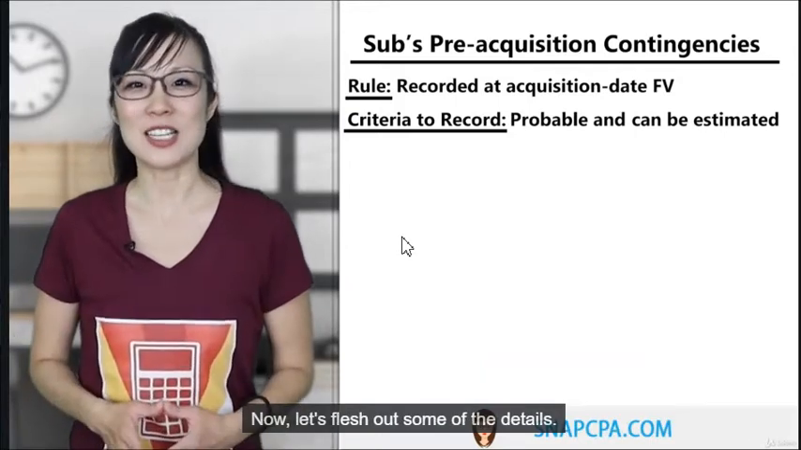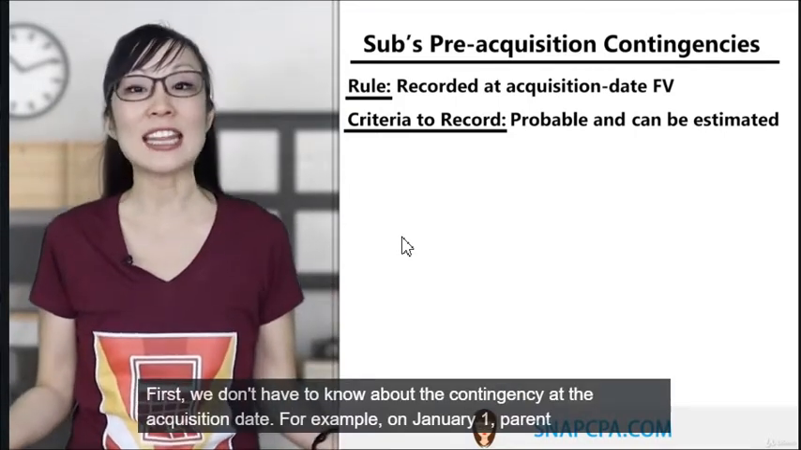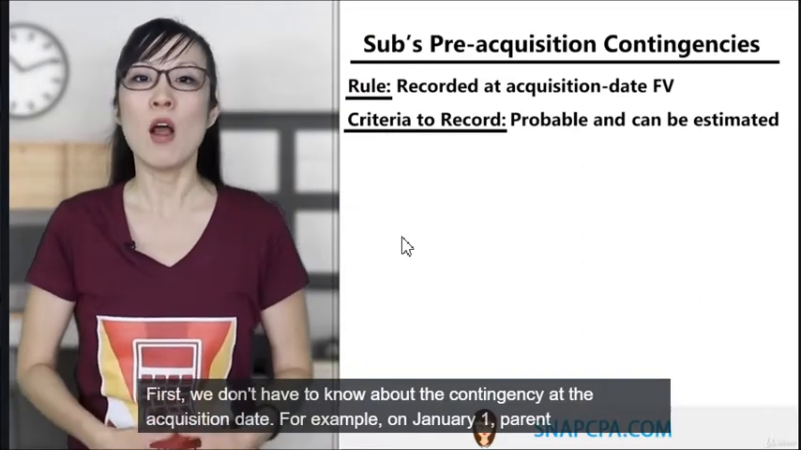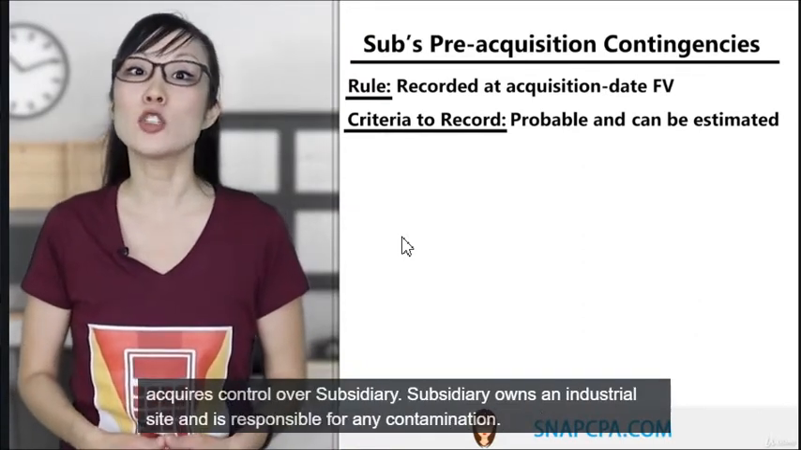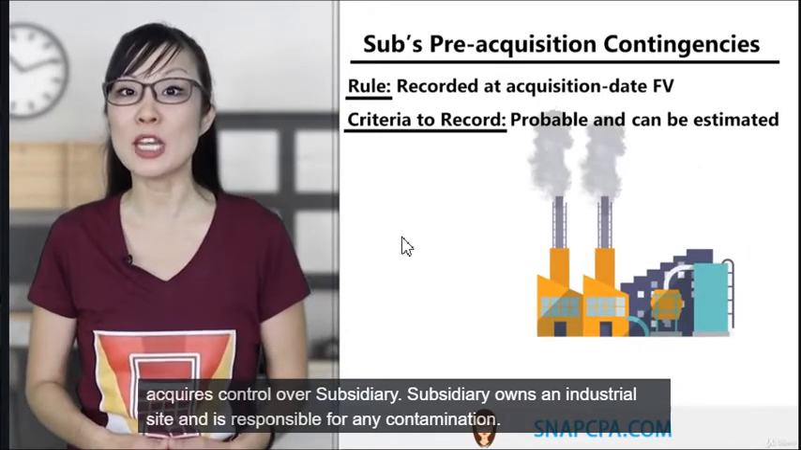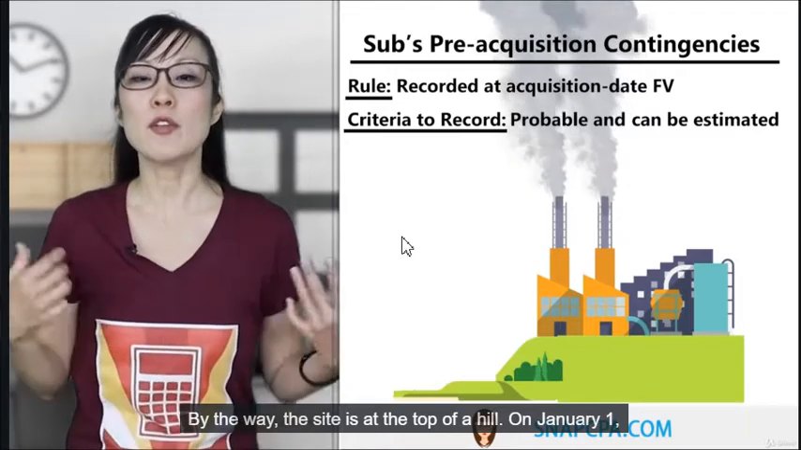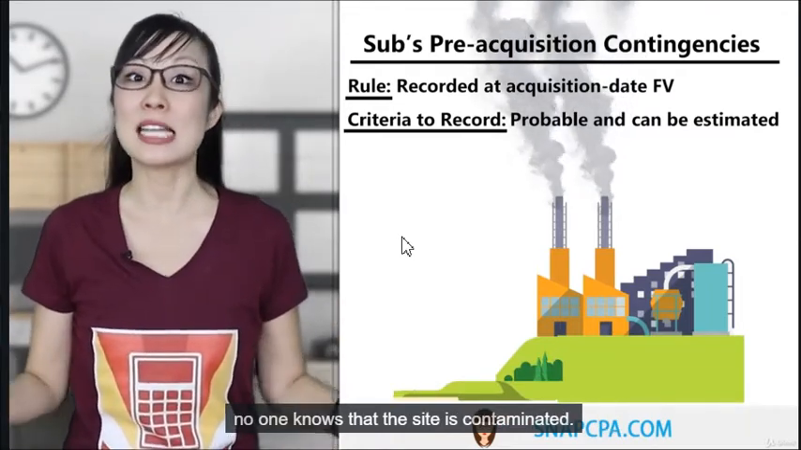Now let's flesh out some of the details. First, we don't have to know about the contingency at the acquisition date. For example, on January 1, parent acquires control over sub. Sub owns an industrial site and is responsible for any contamination. By the way, the site is at the top of a hill. On January 1, no one knows that the site's contaminated.